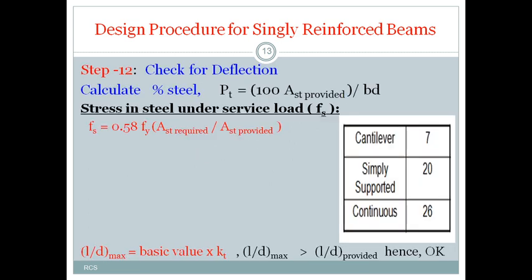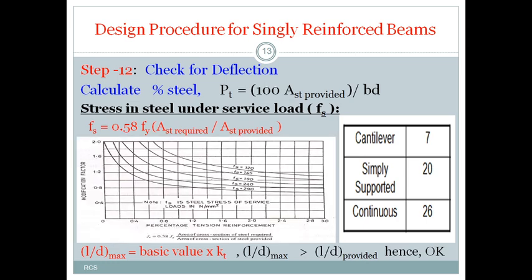Right. Next, this is another check. It is an important check for deflection. Here the deflection check can be done. First we have to calculate the percentage of steel, how much percentage of steel you are providing. That can be calculated by using this formula, that is AST provided into 100 by BD.